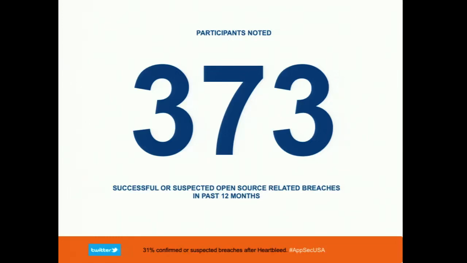Yeah, what we found, the survey was run from April 1st to April 30th. And if you remember, April 7th was the initial Heartbleed announcement. That did change the responses that we got back from the people taking the survey. After that, 31% of the people, about 1,500 who answered, said that they had open source related or suspected open source related breaches. So in terms of application, Josh.